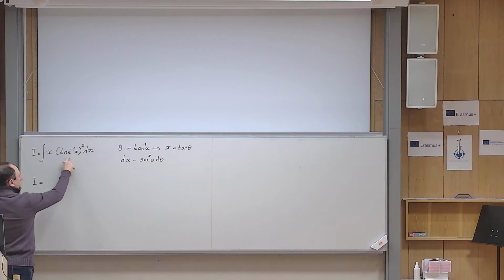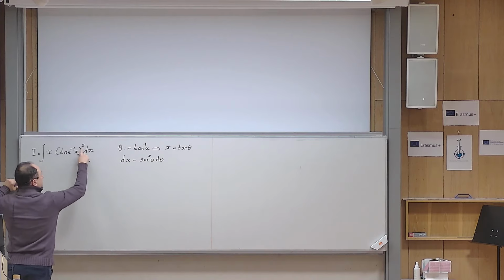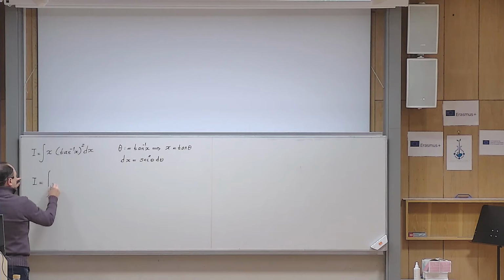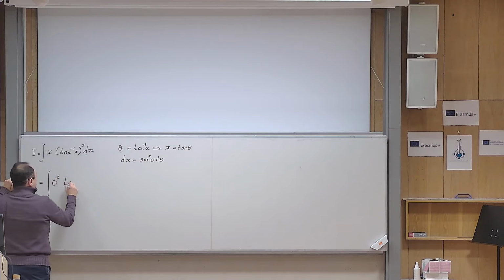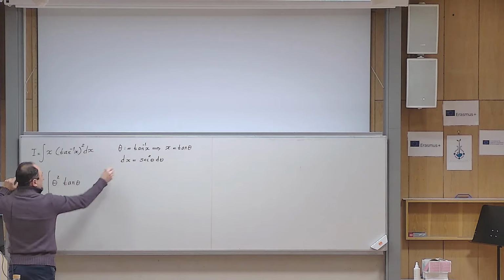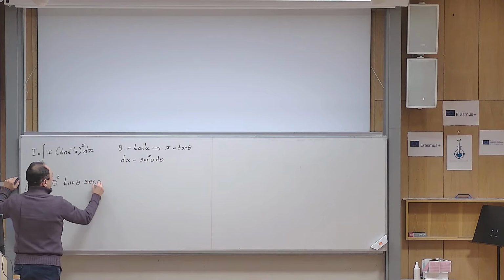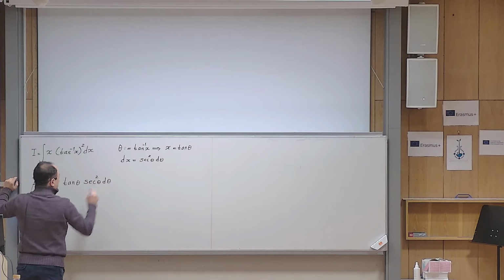So instead of this expression, I put theta, so this becomes theta squared. So if you don't mind, let me write theta squared first. And then I have x, which is tan theta. And then instead of dx, I write secant theta squared d theta.